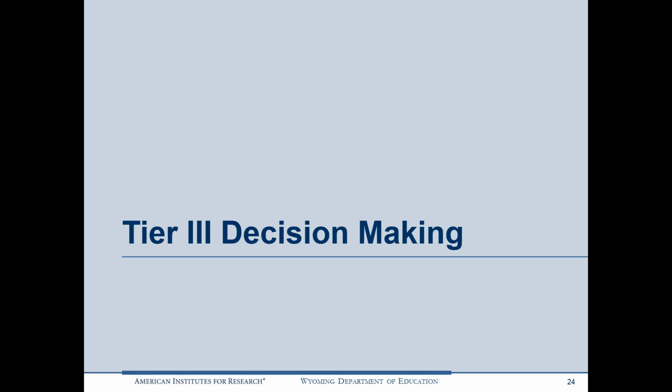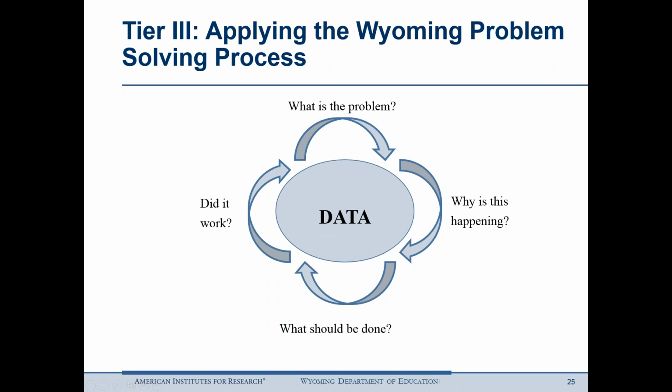To ensure equity among student decisions, teams should apply a standard problem-solving approach when making individual decisions for students receiving Tier 3 supports. In Module 1, you were introduced to the Wyoming problem-solving process. This 4-step process allows schools to use an iterative process to intensify instruction for students receiving Tier 3. The first step is to define the problem and then identify why it is happening. You can do this through informal and formal diagnostic assessments.